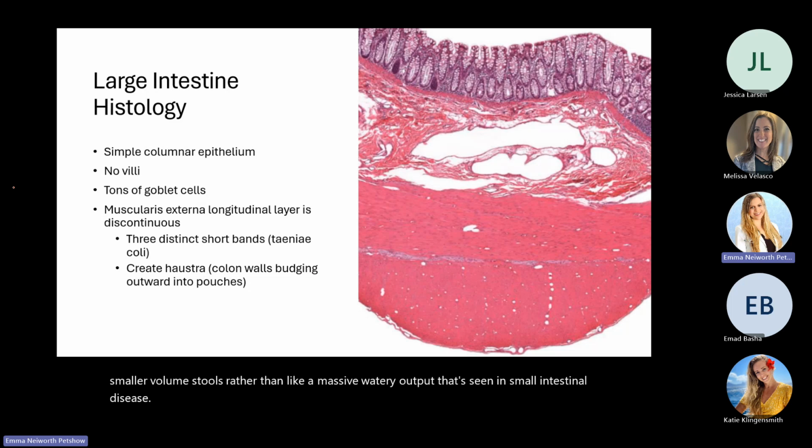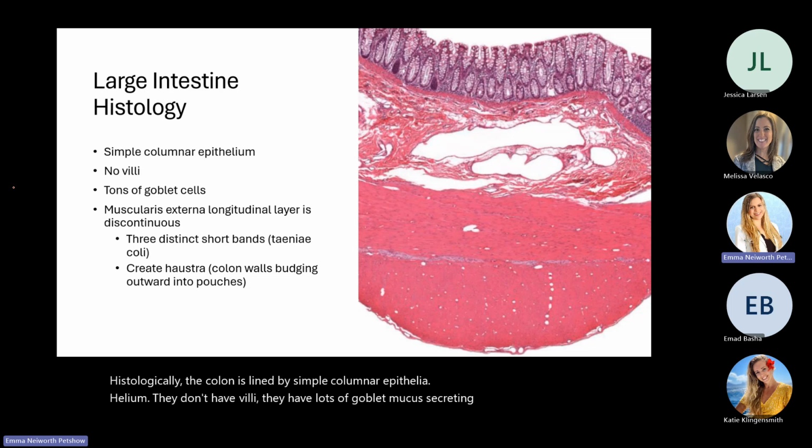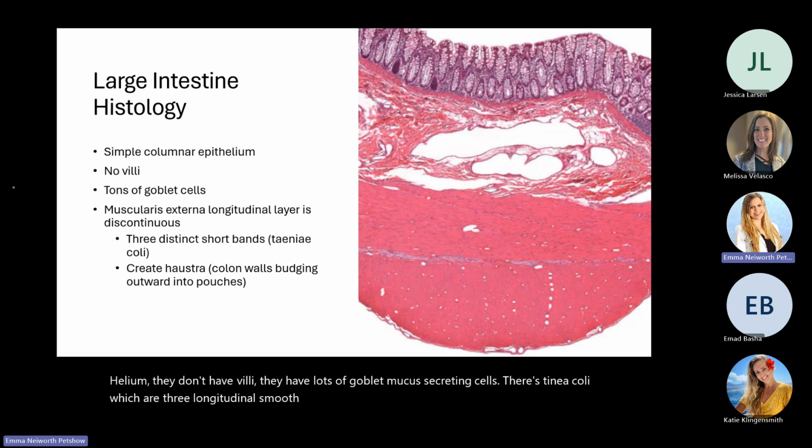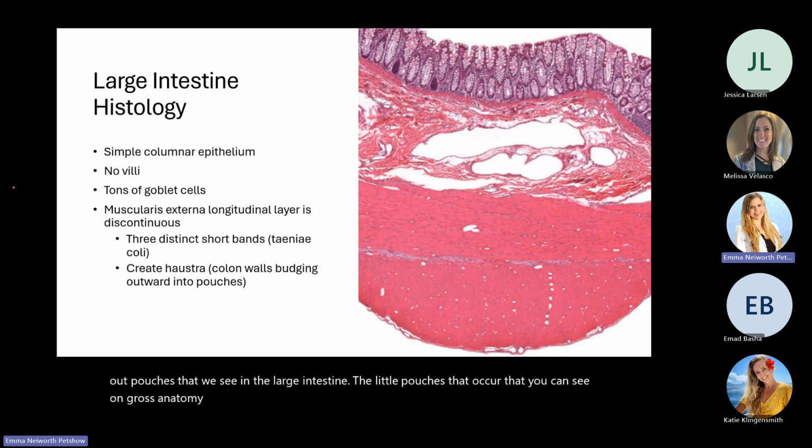Histologically, the colon is lined by simple columnar epithelium. They don't have villi. They have lots of goblet mucus secreting cells. There's taenia coli, which are 3 longitudinal smooth muscle bands. They create haustra, which are the out pouches that we see in the large intestine, the little pouches that you can see on gross anatomy and imaging. And these are frequently tested structures in anatomy and micro integration questions. So just key components to remember.